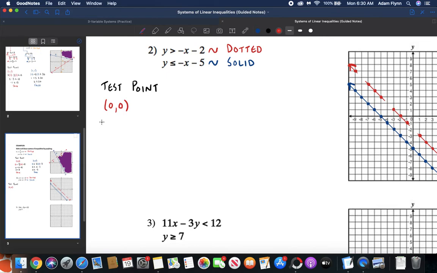So if I write my top equation, I've got 0 is greater than -0 minus 2. So if I simplify this, I've got 0 is greater than 0 minus 2. 0 is greater than -2. And if I evaluate that, 0 greater than -2, that is true.